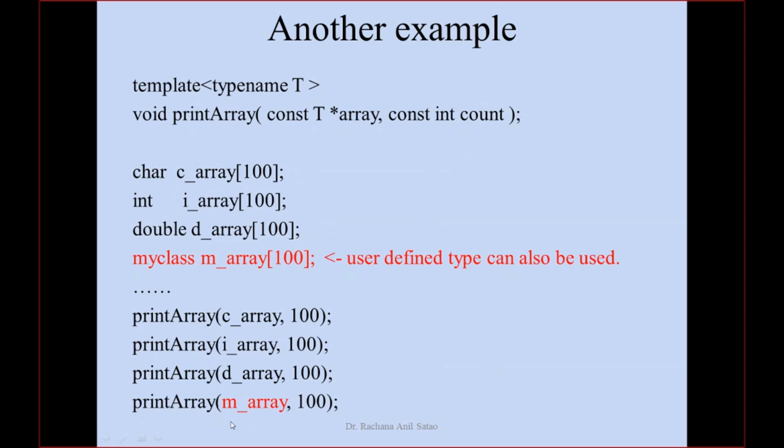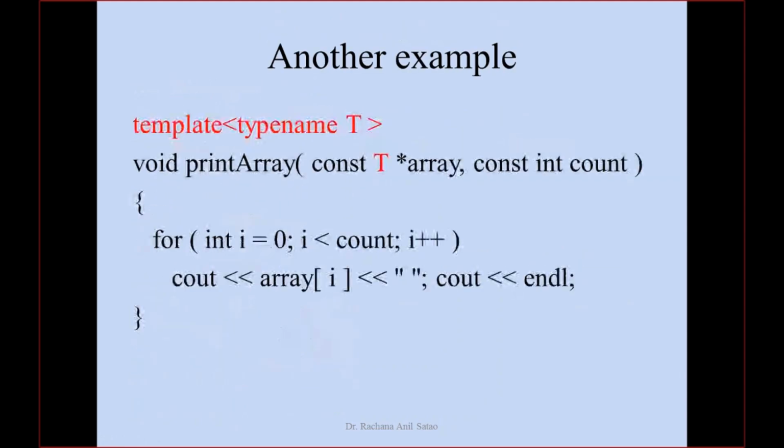Now if I am calling this with an object, it will jump to the code. What is the code? This is the code.